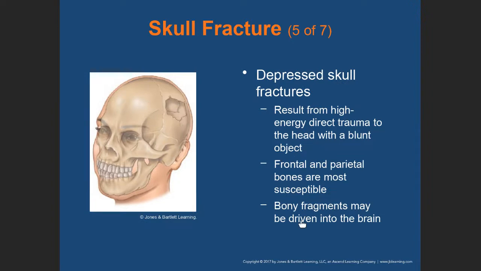All right. Next, we have a depressed skull fracture. So this is when an area of the skull is depressed downward into the brain tissue. This requires significant force. So it results from high energy, direct trauma to the head with a blunt object. Frontal or parietal bones are most susceptible. Bone fragments may be driven into the brain tissue.